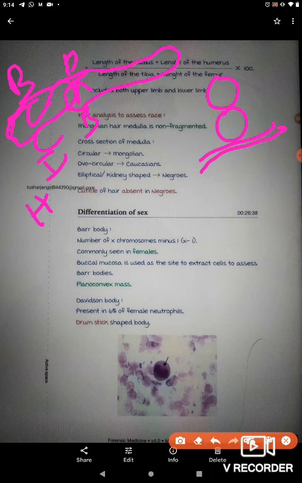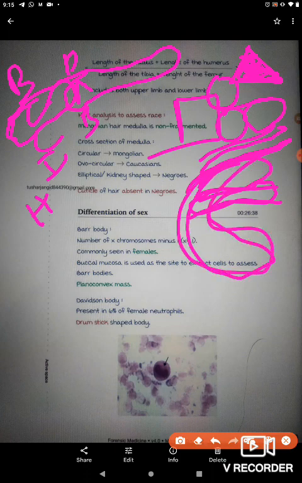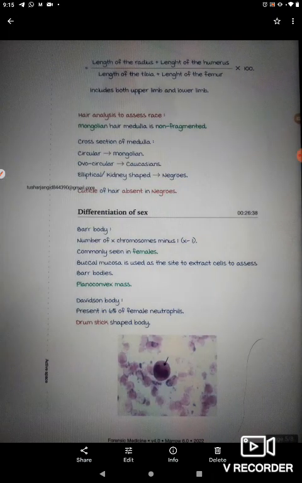Taurodontism is seen in Mongols, and the medullary cavity of their hair is non-fragmented, and the cross section of the hair is circular in the Mongols. Carabelli's cusp is present in the Aryans, the Caucasoid, and the orbit is triangular in the Caucasians, and square shaped in the Negroes. Ovo-circular hairs are present in the Caucasoid, and kidney shape or elliptical shape hairs are present in the Negroes. In Mongols, there is congenital absence of the third molar.